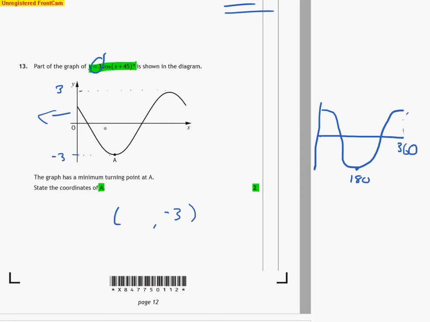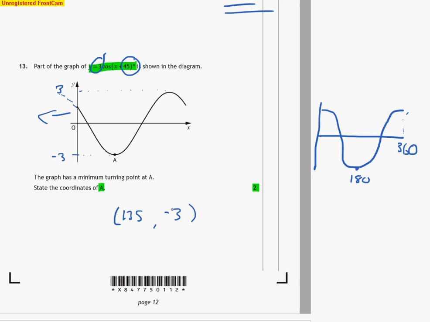Okay, now how much have we moved it over by? 45. Okay, so that is going to be 180 minus 45. So that's going to be 135. Okay, the graph is over here somewhere. Yeah, that should have been over there. Okay, so the whole thing's been shifted. Every point has been moved to the left.